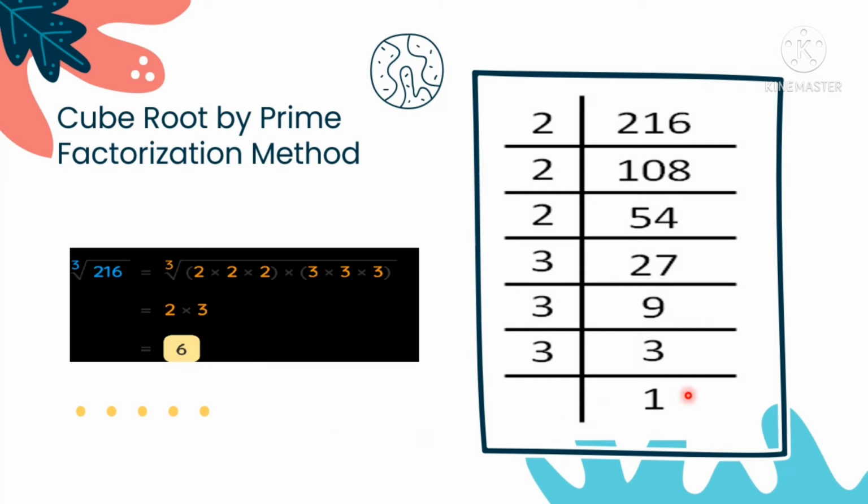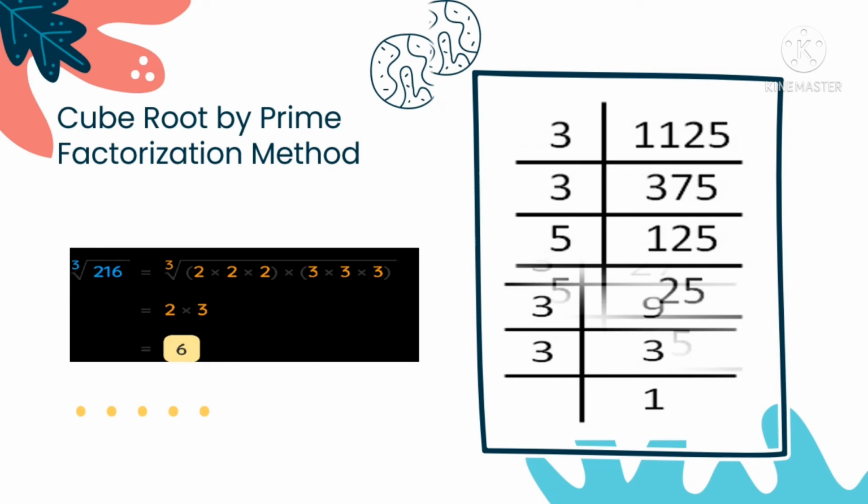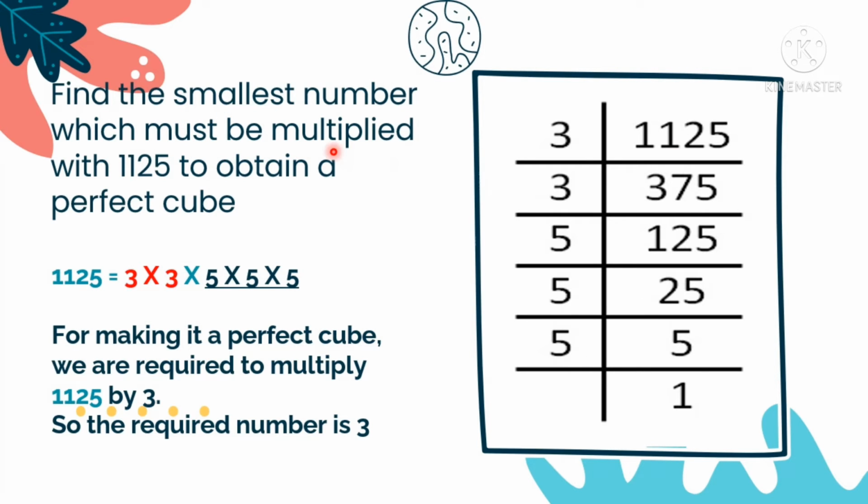So I hope you understood up to here. Now we can have questions in such a way that: find the smallest number which must be multiplied with 1125 to obtain a perfect cube. So right now 1125 is not a perfect cube, but we have to find a number which must be multiplied here. It's the same type of question we have done in squares and square roots.